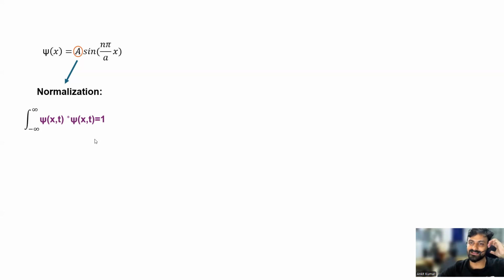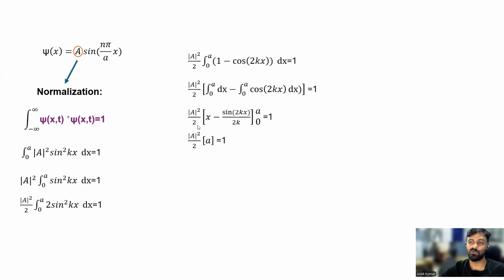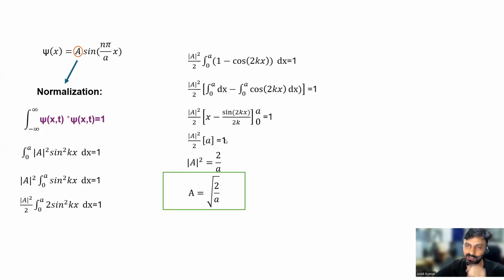Here the domain of x is 0 to a, so we integrate between 0 and a, A square sine square kx dx, equal to 1. Here we have to use some calculus and a trigonometric formula, and we can finally calculate this integration. We have multiplied and divided by 2 on the screen. And once we use the trigonometric identity 2 sine square kx equals 1 minus cos 2kx, we can perform this integration in the limit of 0 to a, and we get mod A square by 2 times a equals 1. So from here we can calculate A equal to root 2 by a. This is simple mathematics where we have used some trigonometric and calculus formulas to calculate the constant A.